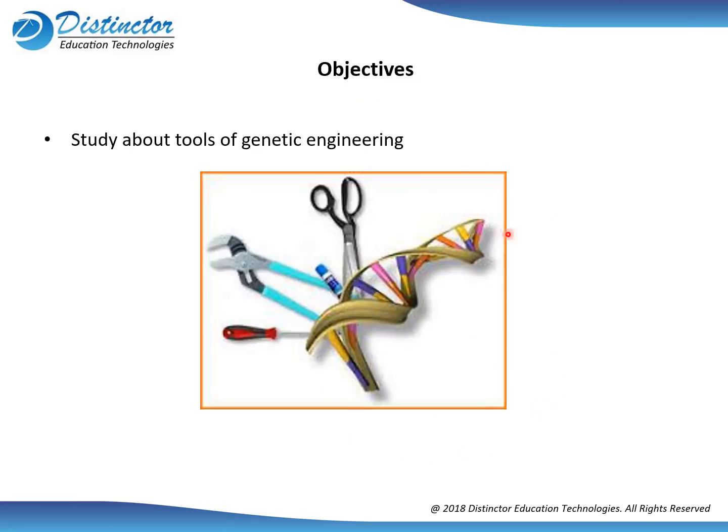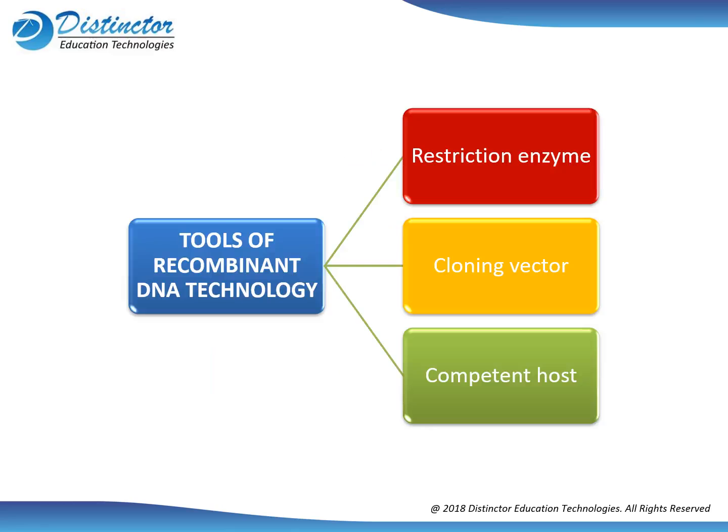Coming to the objectives, in this we are going to study about the tools of genetic engineering. What are the different types of tools involved in genetic engineering or recombinant DNA technology? Some of the tools of recombinant DNA technology are the restriction enzyme, cloning vector, and competent host. These are the three important tools involved in recombinant DNA technology. First we are going to study about the restriction enzyme.